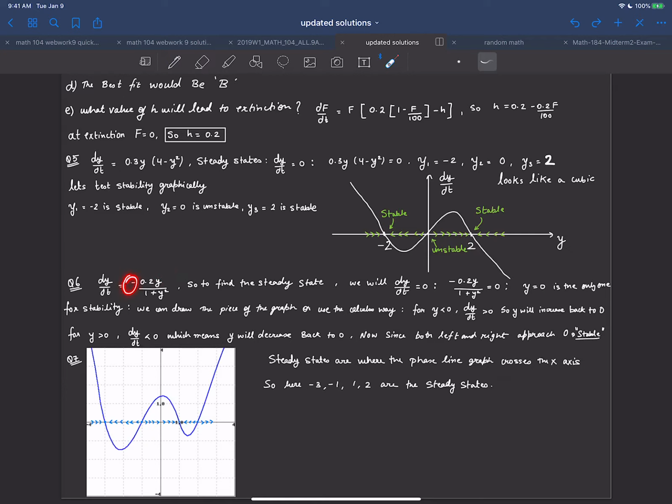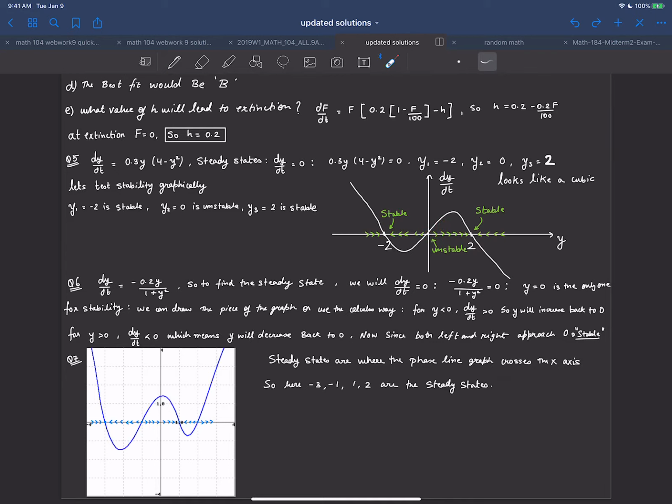There's an inherent negative sign in front of it, which makes the whole dy/dt less than 0, which means y will decrease. So if you're a tad bit bigger than y, it wants to push you back. You'll decrease back to 0, which means both left and right approach 0, so you have a stable steady state. This was the calculus approach. If you don't get this one, it's completely okay. You can again sketch this graph in Desmos and see the same test analysis with little arrows.